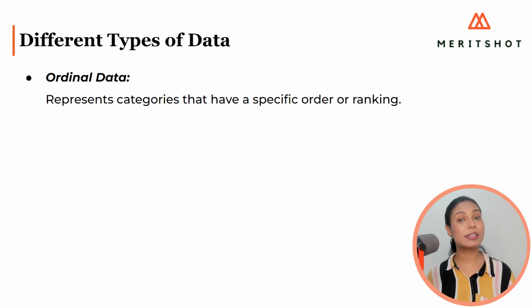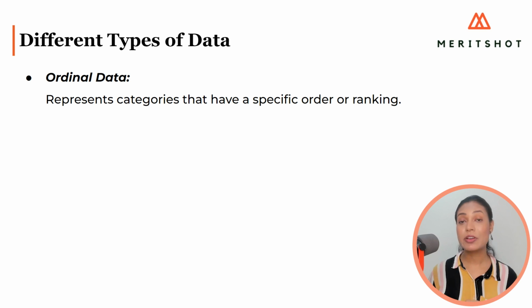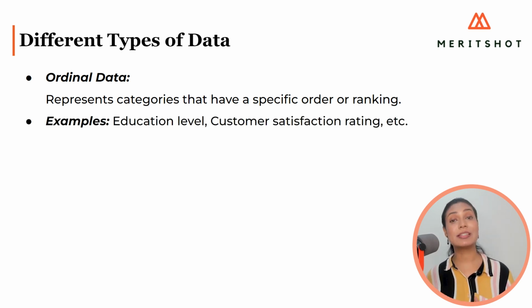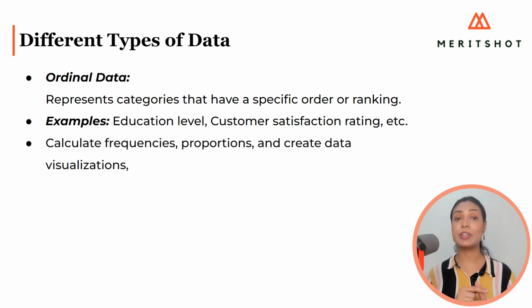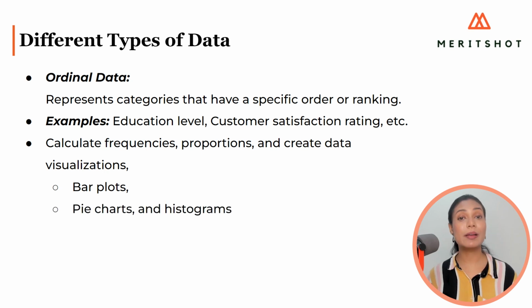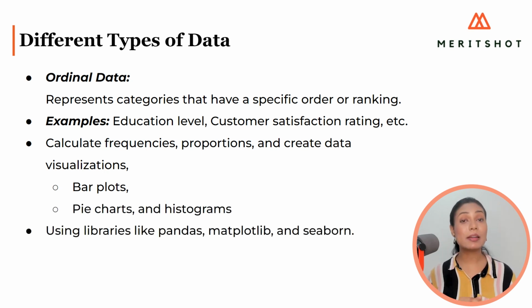Number 2, ordinal data. It represents categories that have a specific order or ranking, like education level, for example, high school, bachelor's degree, master's degree, or customer satisfaction rating, like very satisfied, satisfied, neutral, dissatisfied, extremely dissatisfied, etc. To analyze categorical data in Python, you can calculate frequencies, proportions, and create data visualizations like bar plots, pie charts, and histograms using libraries such as pandas, matplotlib, and seaborn.